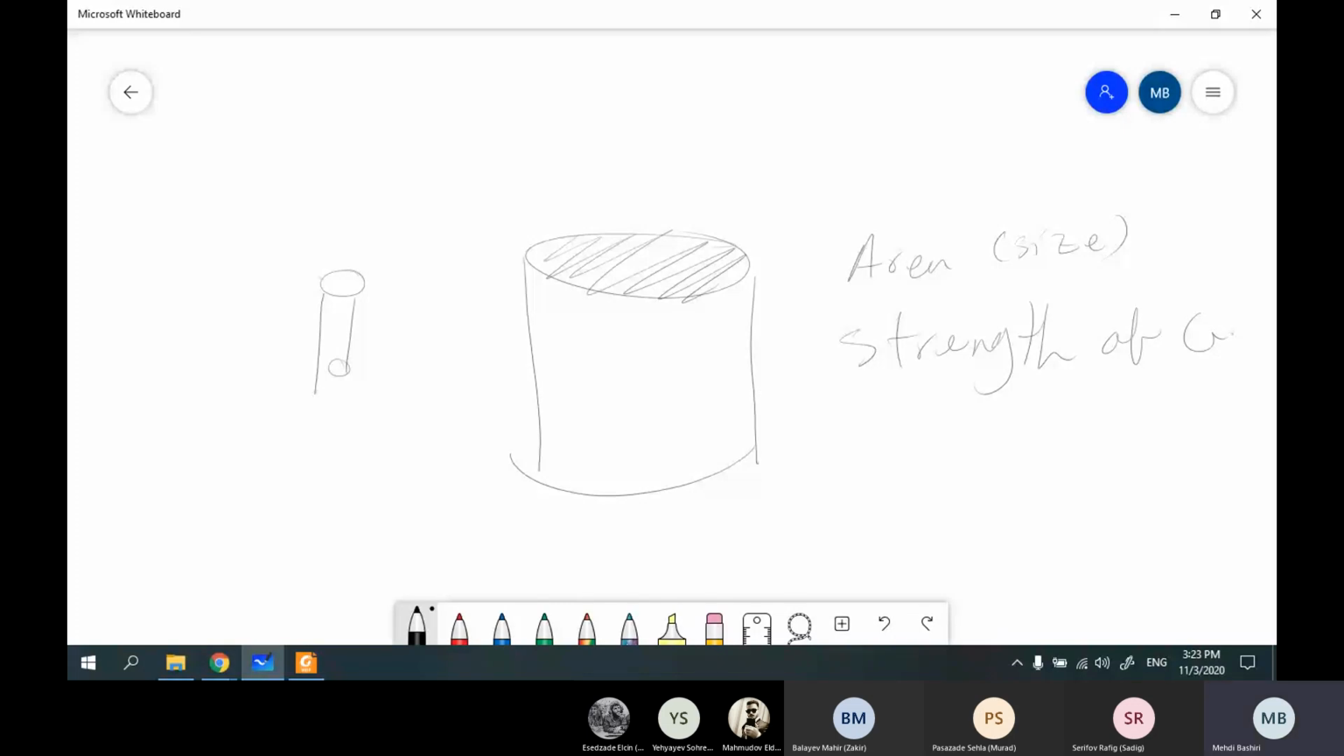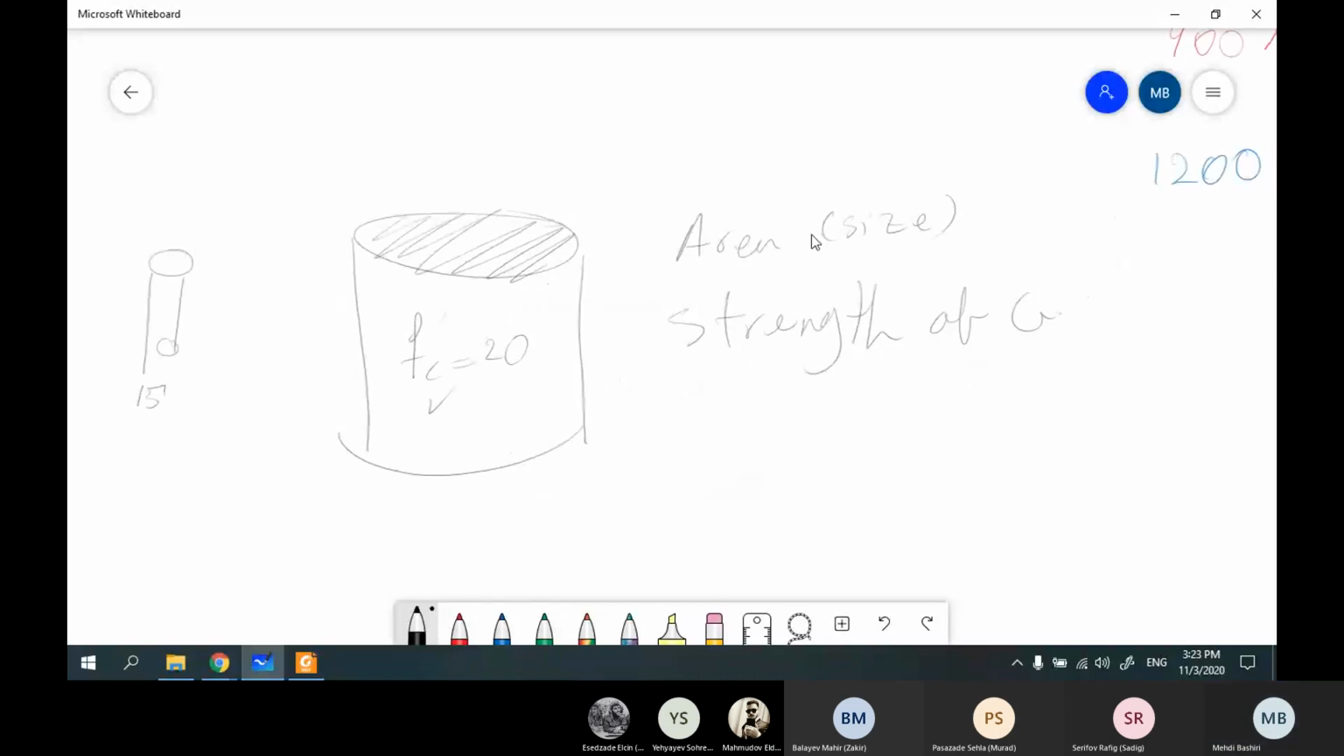For example, sometimes you are using a concrete with a compressive capacity of 20, and this one has a compressive capacity of 15. Which one is stronger? This one. So size and strength define your capacity.